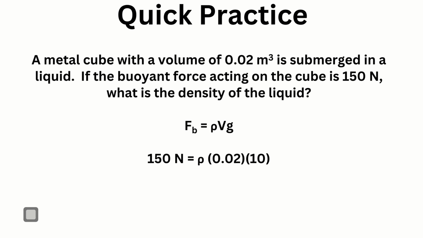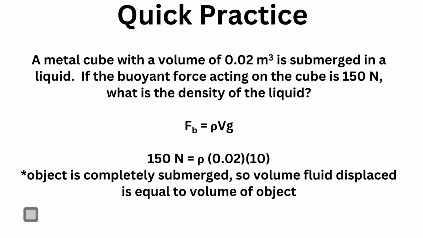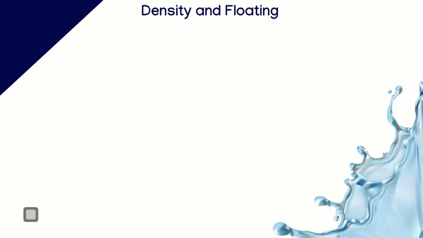The volume is going to be 0.02 because that is the volume that would be displaced. If I put that object in, it must take up that amount of space and push that equal amount of volume of fluid away. And so I can solve, and this comes out to a density of 750 kilograms per meter cubed. So this is not water. Water we said was 1,000. So this must be some other oil or less dense fluid, like maybe an alcohol, in which this object is submerged.